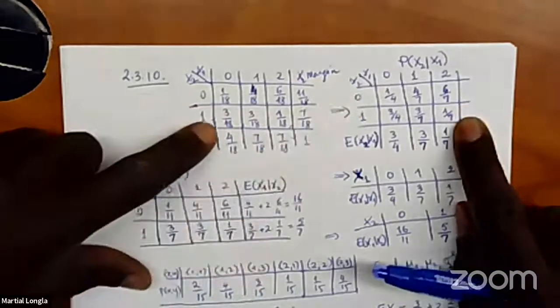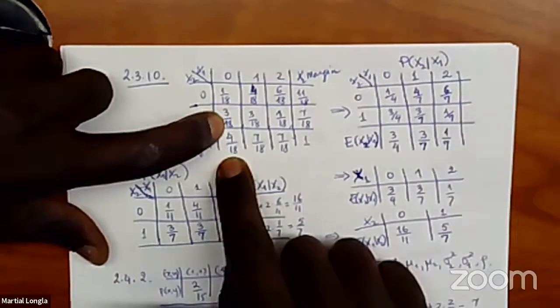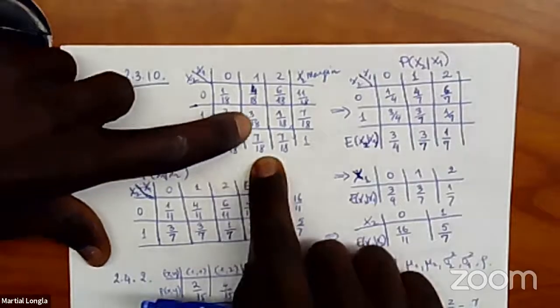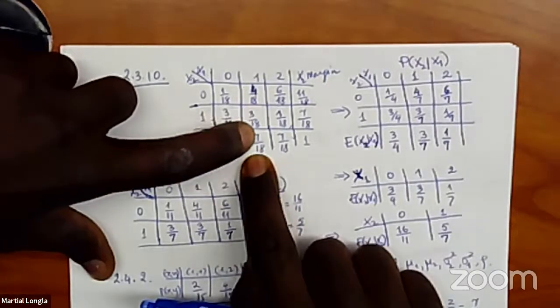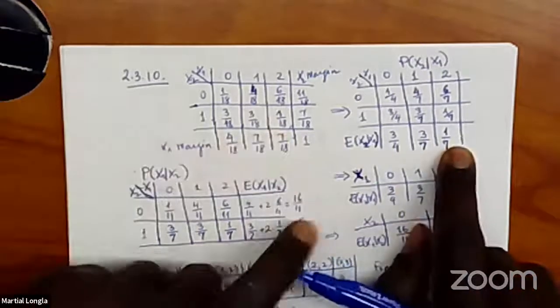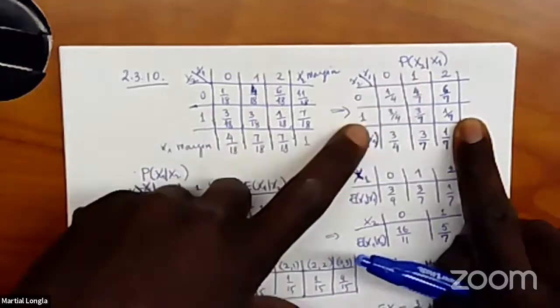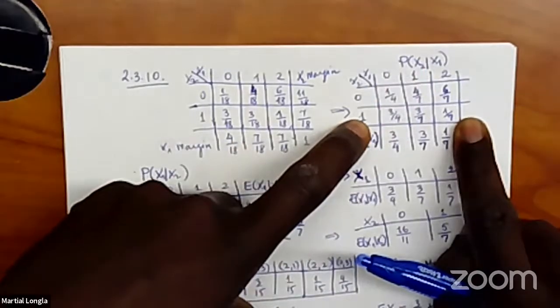And I go to the next line, I do the same thing. I divide 3/18 by 4/18, I get 3/4. 3/18 by 7/18, I get 3/7. 1/18 by 7/18, I get 1/7. And this is the conditional distribution of x2 given x1 equal 1.